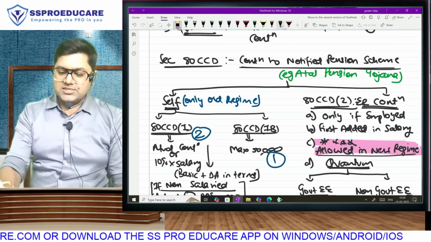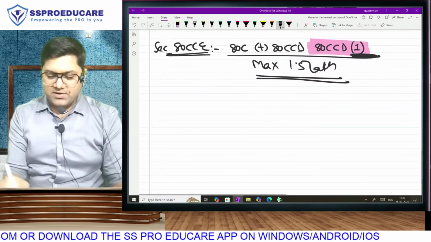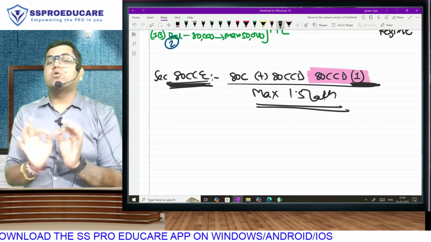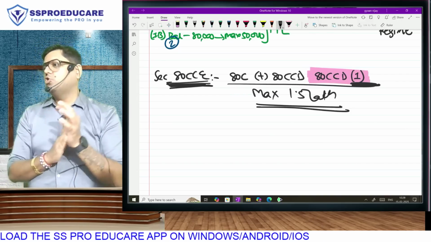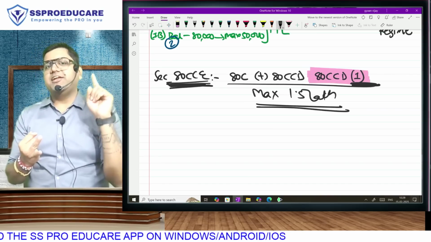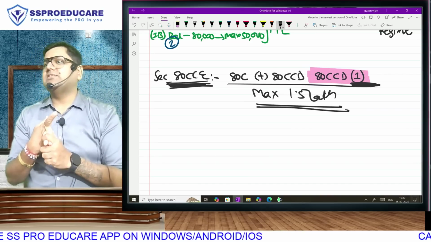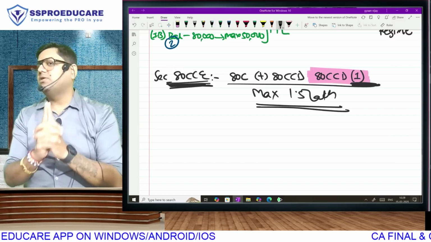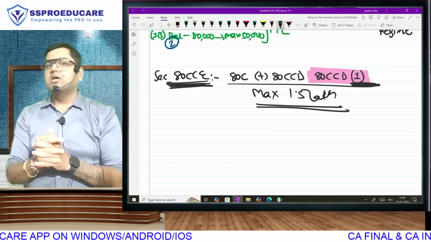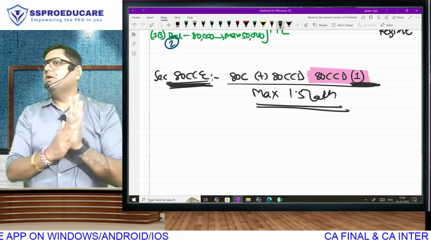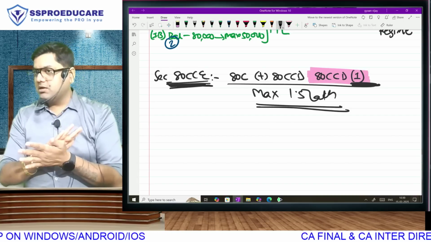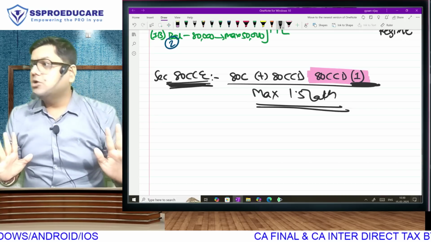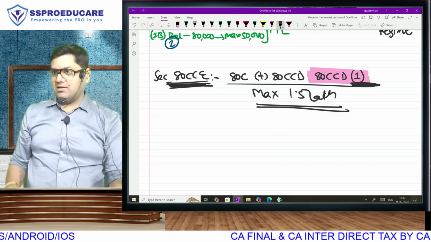The logic is that subsection 1B is not covered under the 80 CCE limit. The total limit of 80 CCE applies to 80C, 80 triple C and 80 CCD, the only three sections where it is applicable, but only subsection 1 of 80 CCD. So, I want to see what you have understood. 80 CCD subsection 1B, this limit is not applicable. That means it is unlimited? No, there is a limit of 50,000.